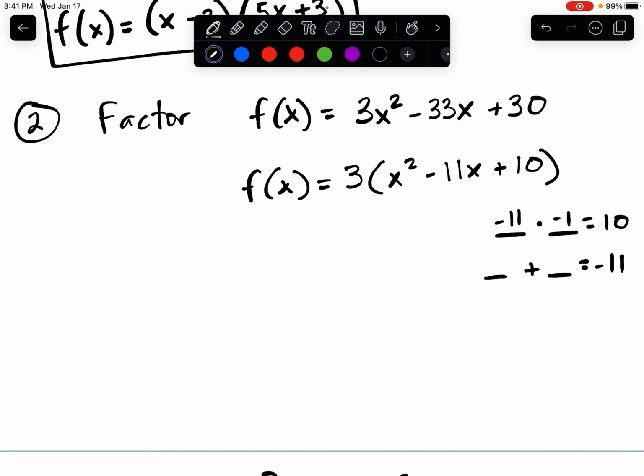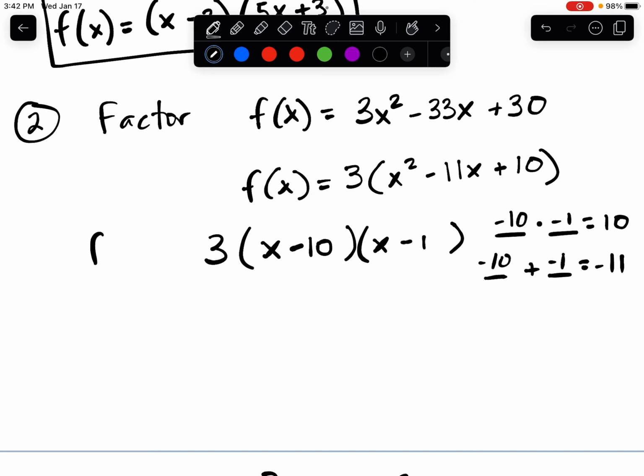And that's going to be -10 and -1. There we go. All right, because -10 times -1 is +10, and -10 plus -1 is -11. So that means I've got a 3. Now again, this is no longer a equals 3, right? A is a 1. So I can just really quickly write my 2 binomials. We've got an x minus 10, and we've got an x minus 1.